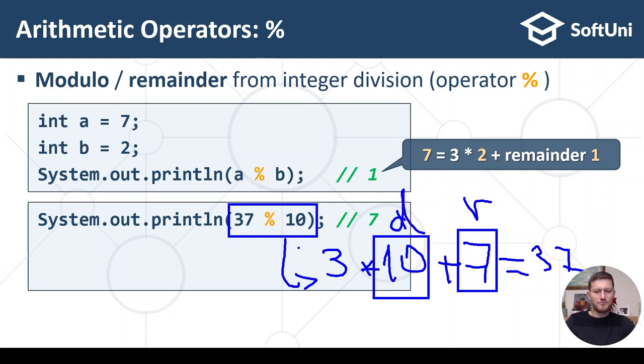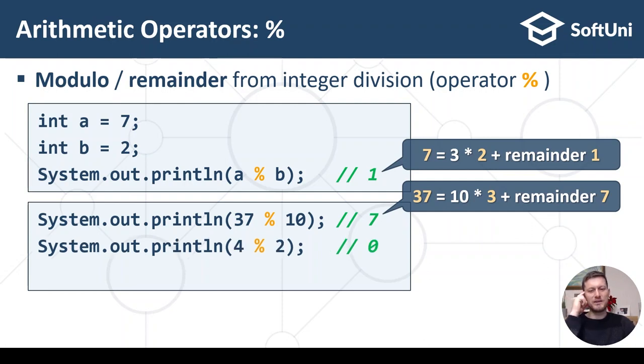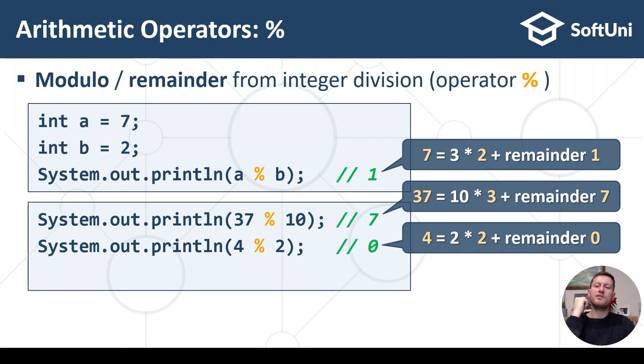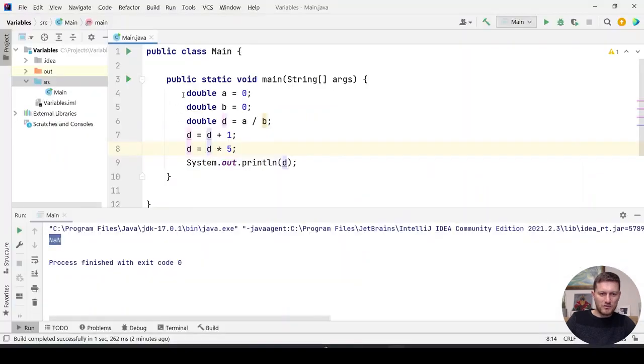Let's say d. And I already explained how this works. 4 % 2 is 0 because there is no remainder. 4 can be directly divided by 2. And this can work also with floating point numbers. If we divide 3.5 by 1, we'll have 3 and 0.5 is the remainder. So let me show you how this works.